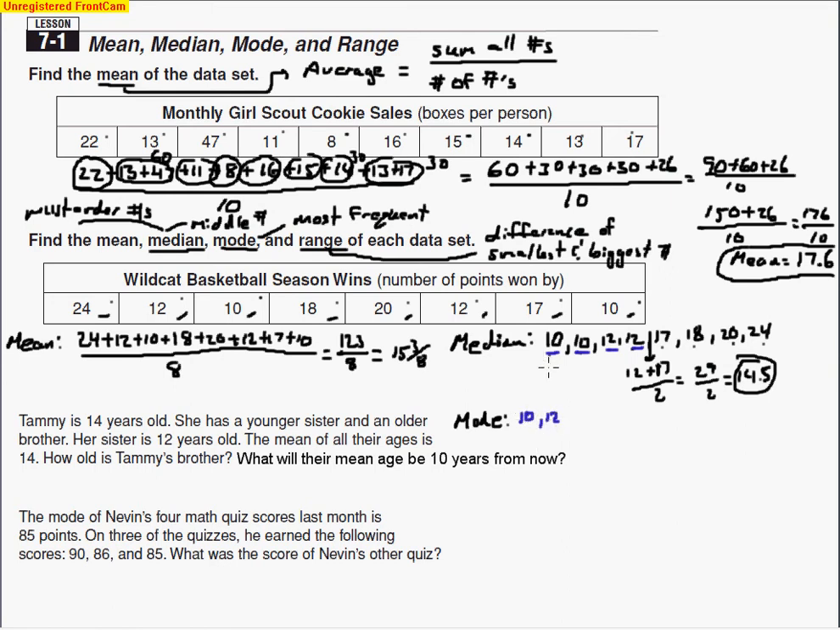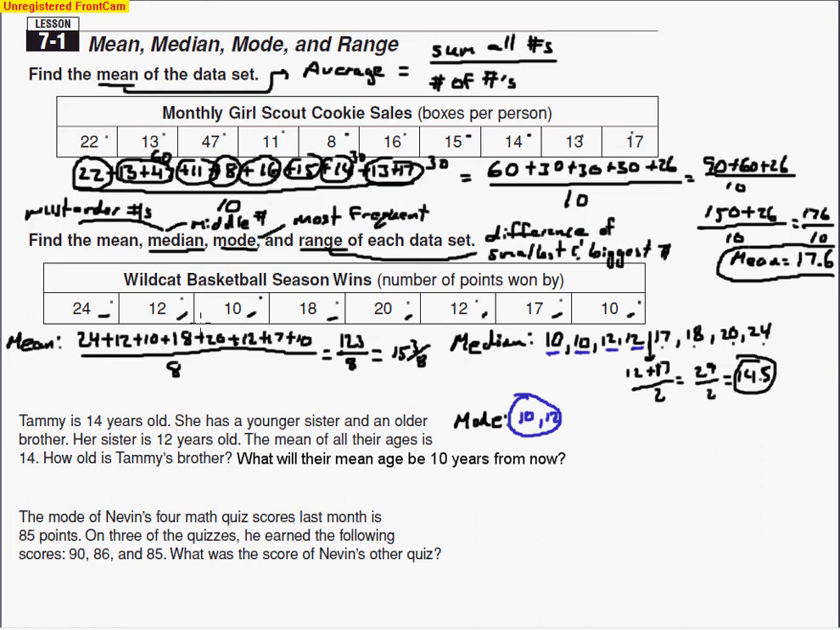A mode is anything that occurs more than one time and occurs the most. So, for instance, if the 12 occurred one more time, if this 17 were a 12, then it would just be 12. Or if the 10 occurred one more time, then it would just be 10. But for right now, since these occurred the same number of times, the answer is 10 and 12.